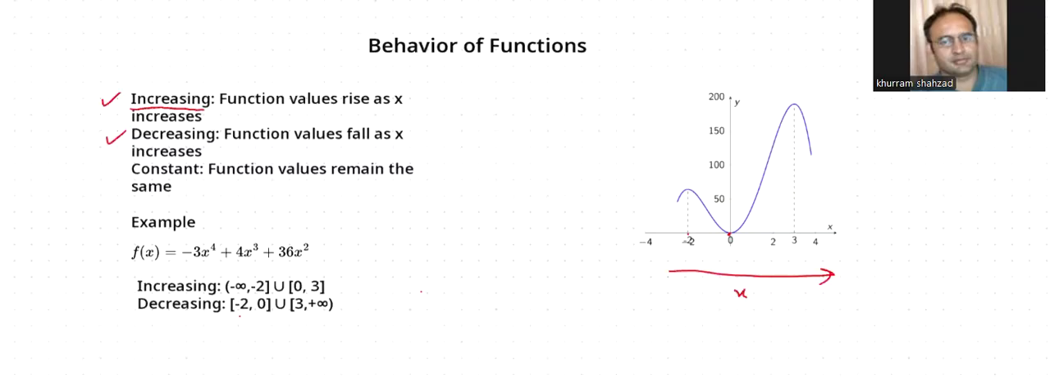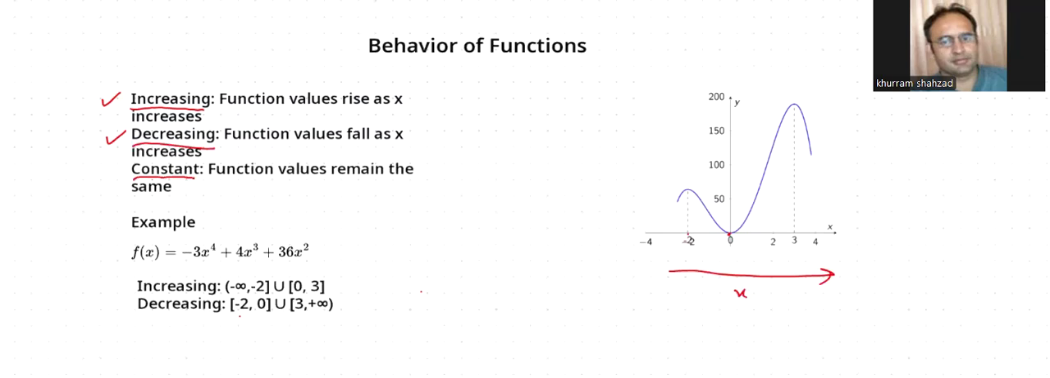And what is a decreasing function? The function value falls as x increases. If the graph comes down, then we say that the function is a decreasing function. Right? Now, what is a constant function? A constant function is one where the function value remains the same as x increases. So I will explain this with the help of an example.